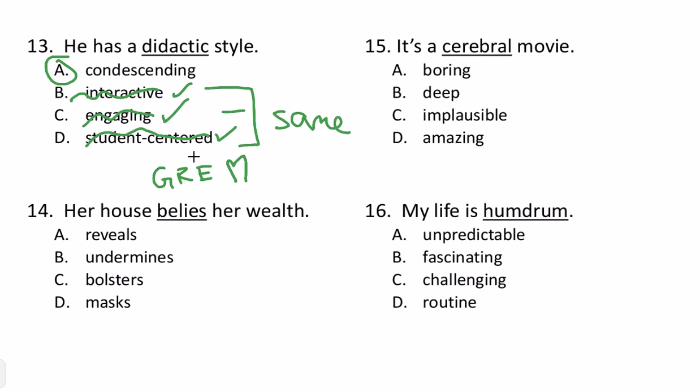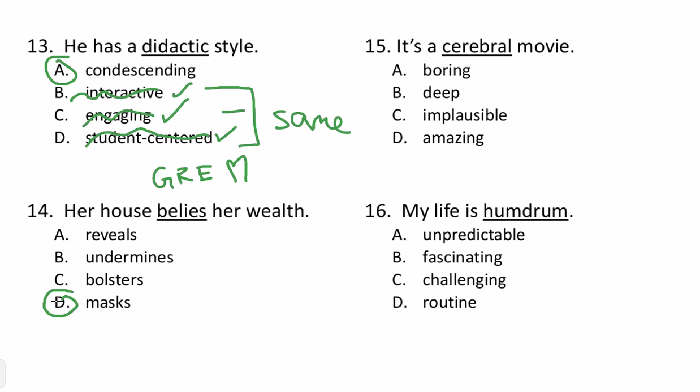Whenever you have belie, it's kind of this opposite relationship. An example might be a homeless man is walking down the street and his clothes look very bad, but in reality, he's not homeless at all. He's actually very rich. So one sentence would be something like, his clothes belie his wealth. So the best answer here is masks.